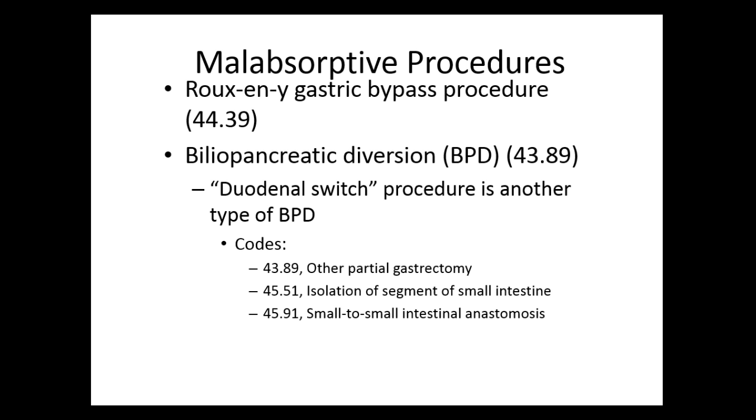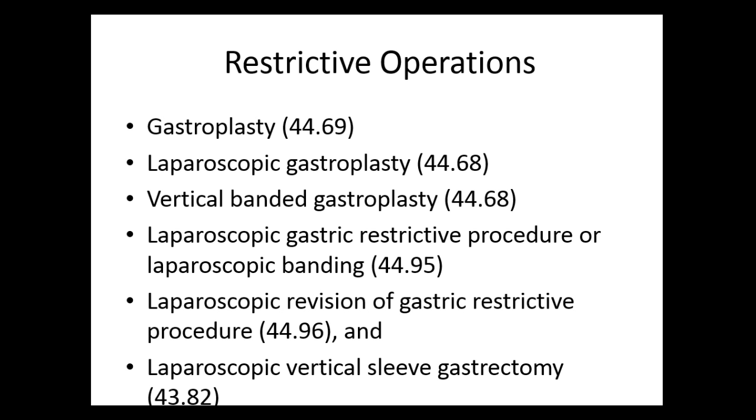Codes 43.89, other partial gastrectomy, 45.51, isolation of segment of small intestine, and 45.91, small to small intestinal anastomosis. And here are some examples of restrictive operations, referred to as gastroplasties. They may be done laparoscopically. We hear of people having vertical bands done. So these are the different types of restrictive operations.